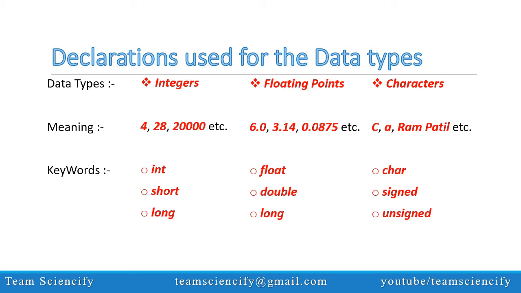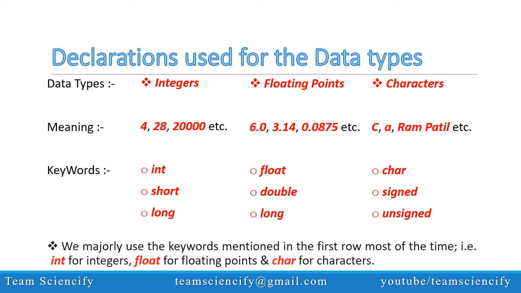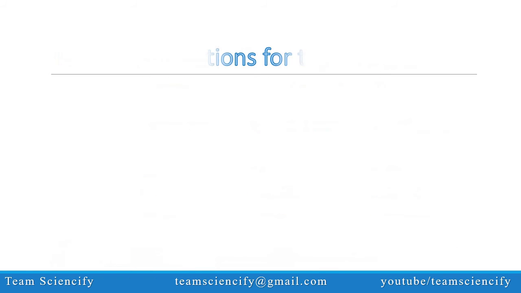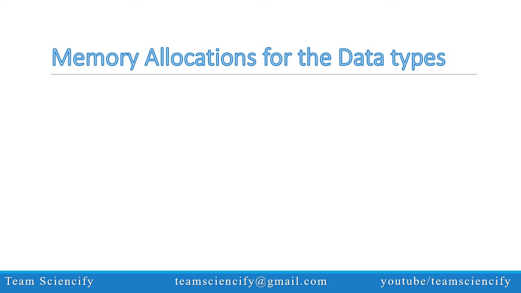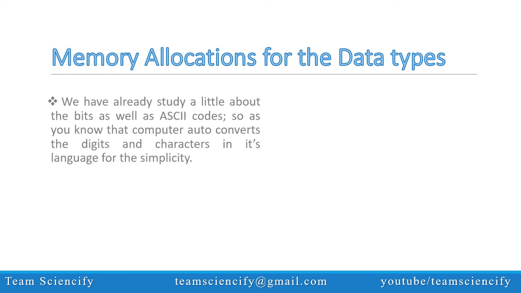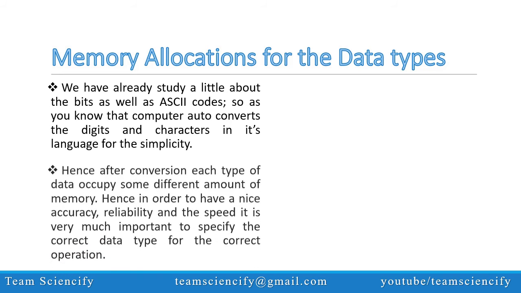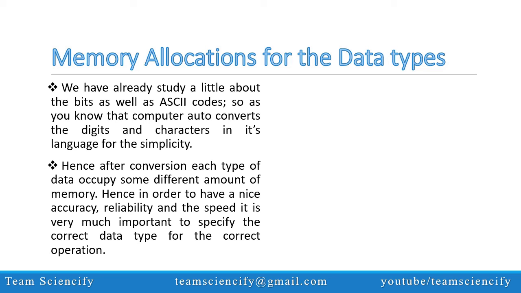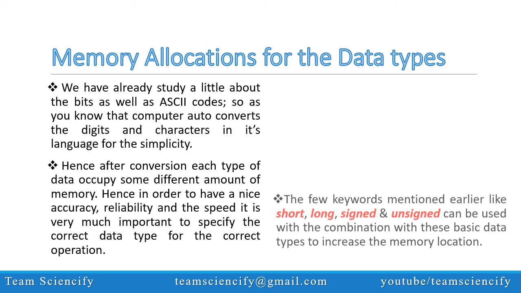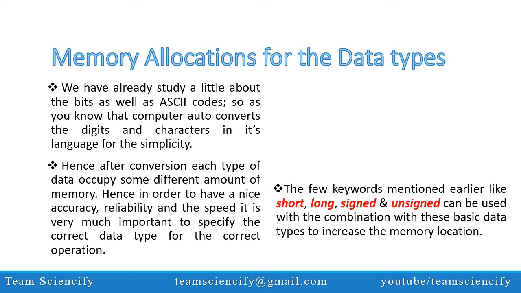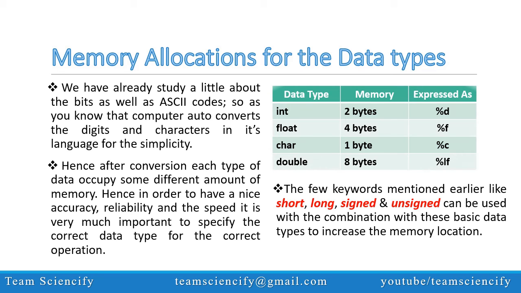Here, let's take a few moments just to understand what memory of the computer is allocated for different data types in C language. We have already studied a little about bits as well as ASCII codes. So as you know, the computer auto converts the digits and characters into its language for simplicity. Hence, after conversion, each type of data occupies a different amount of memory. Hence, in order to have accuracy, reliability, and speed, it is very important to specify the correct data type for the correct operation. The few keywords mentioned earlier, like short, long, signed, and unsigned, can be used in combination with these basic data types to increase the memory location.